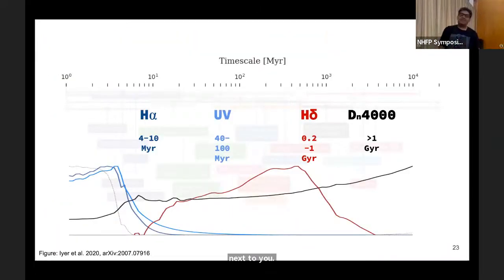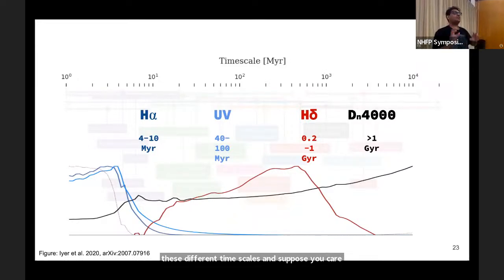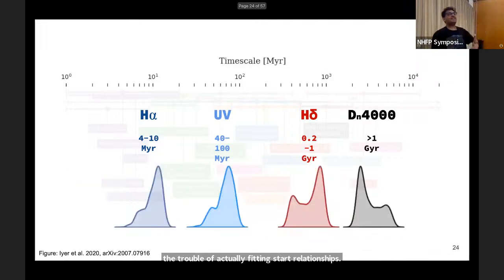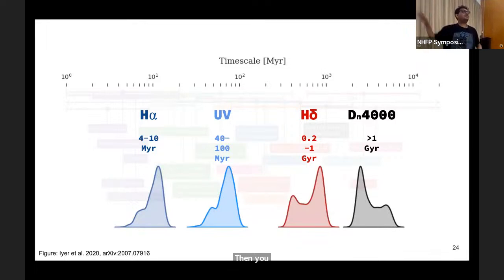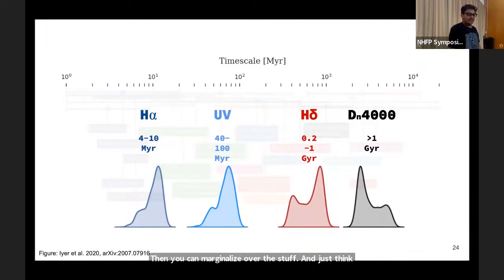Okay, let's go back to this briefly. We have all of these different timescales, and suppose you care about how bursty star formation is, but don't want to go to the trouble of actually fitting star formation histories. Then you can marginalize over the star formation histories and just think about distributions of these observables and their covariances.